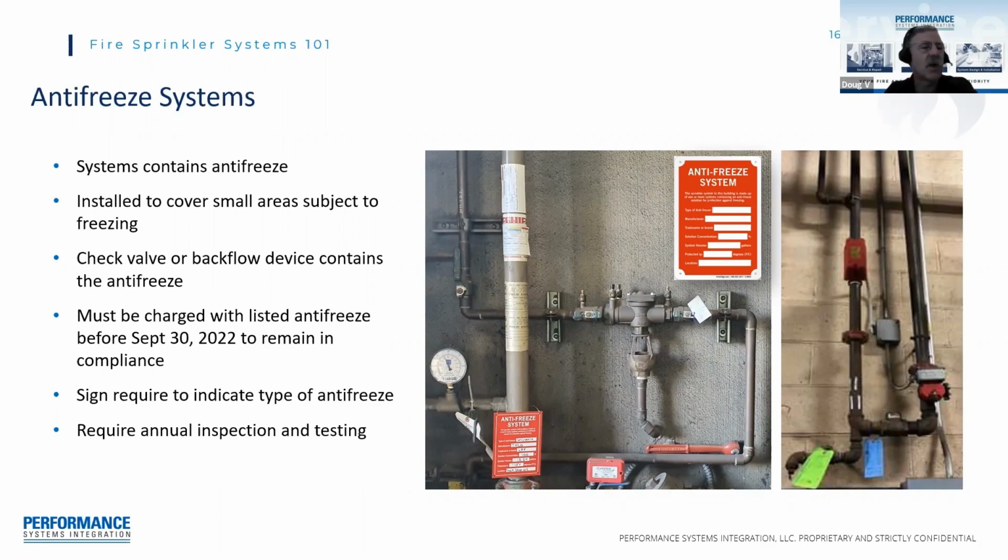These systems require annual testing, and they also are required to have proper signage. So all of these antifreeze loops should have a sign indicating the type and concentration of antifreeze installed in the system.